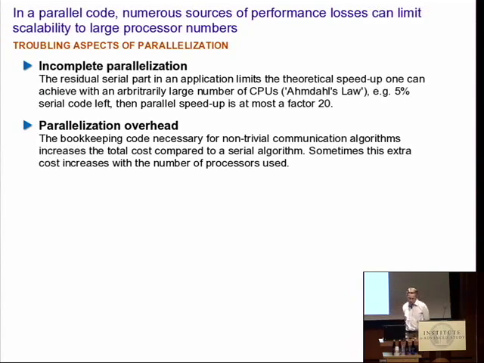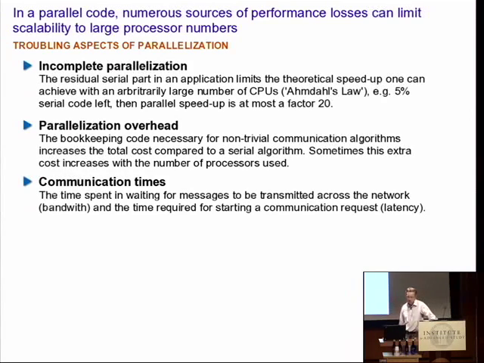You have parallelization overhead. When you change your algorithm to make it massively parallel for distributed memory systems, you usually have to rewrite it, and there will be additional code required to deal with bookkeeping, for example, informing you where certain parts of the calculation lie and so on. You have to write this additional code, and sometimes there are non-trivial calculations involved, so this is some extra work you have to do. Then, of course, you have times that are required to actually send data around, communication times.